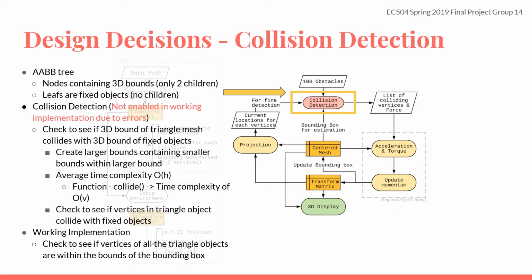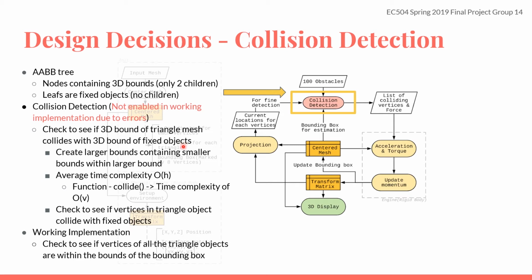The way that we designed the collision detection is first by implementing an AABB tree. The AABB tree will have nodes that contain 3D bounds. Each node will have a maximum of 2 children. The children can either be a leaf or a bound. The leaf nodes will have no children. The leaves will be at the bottom of the tree, and its parents will be the bounds that encompass the bounds of its children. The collision detection will start at the root node, and traverse down the tree, to see if there is a possible collision with a fixed object.